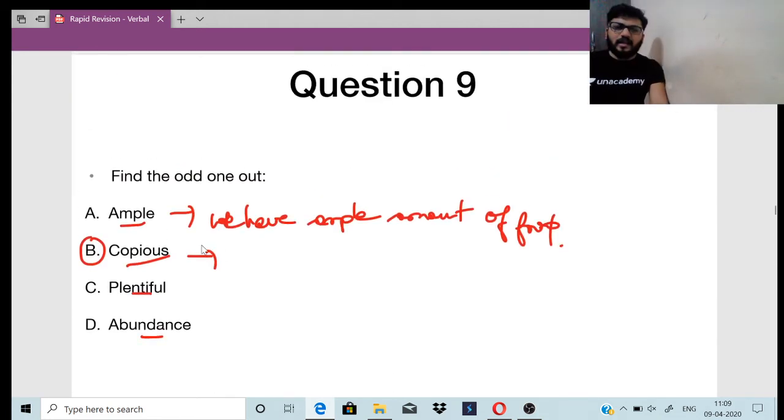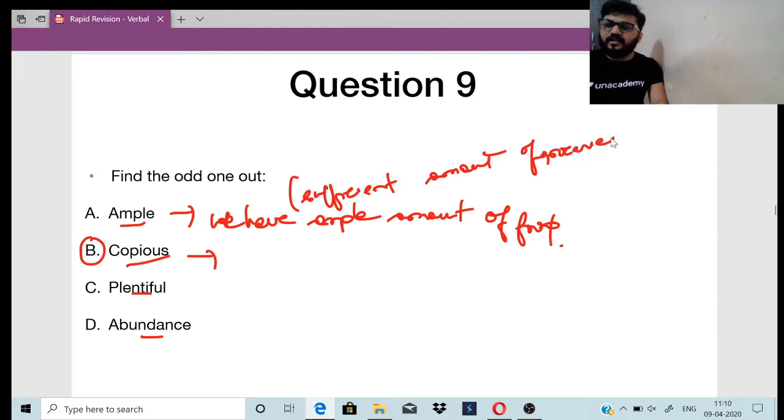I will tell you. We have ample amount of food. We have sufficient amount of groceries. Aajkal every chief minister is telling this, right? Lockdown hua hai, so what are all the chief ministers telling? We have ample amount of groceries, no need to panic. So copious also means sufficient.